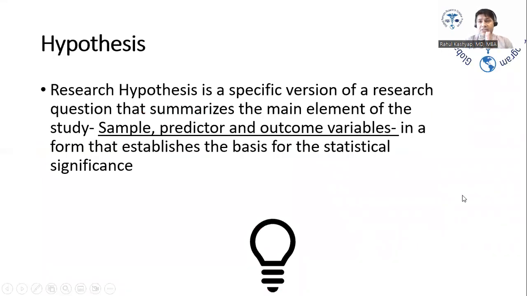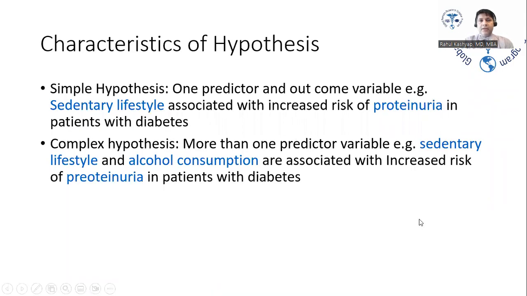The research hypothesis, by now you have been in the program a couple of months, is a specific version of your research question where you use your patient sample, your predictor variables, and your outcome variables, and form a statistical significance around it. Let's take some examples.